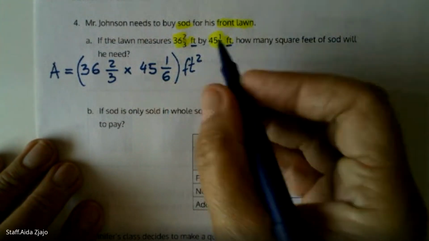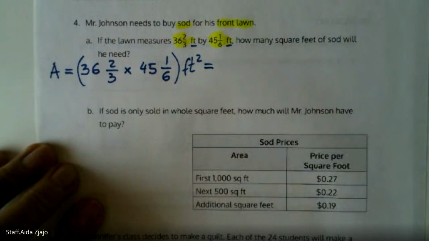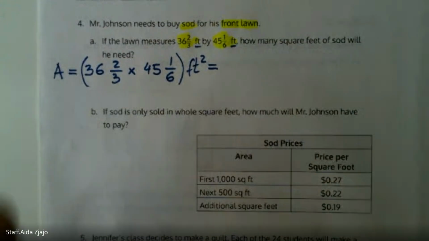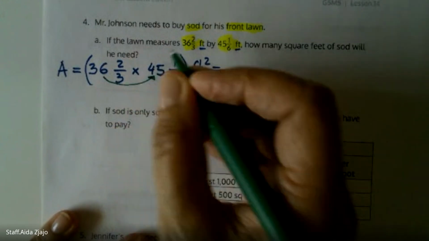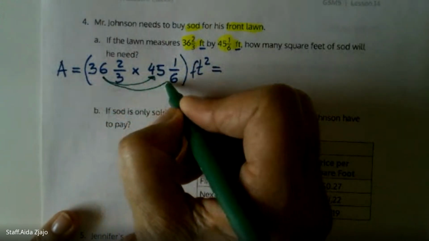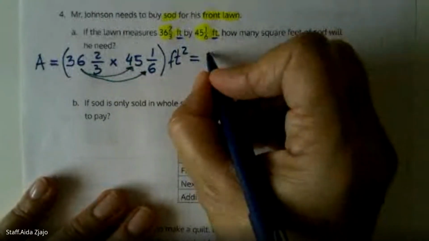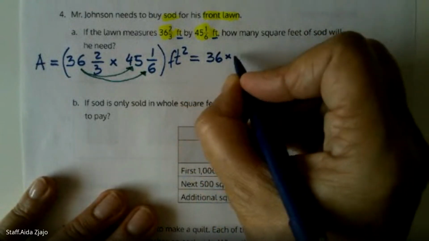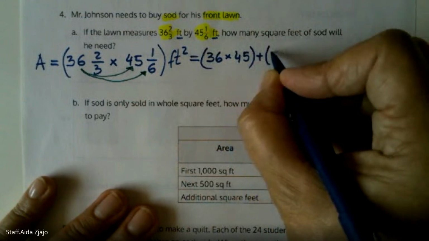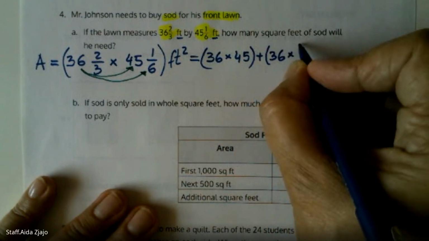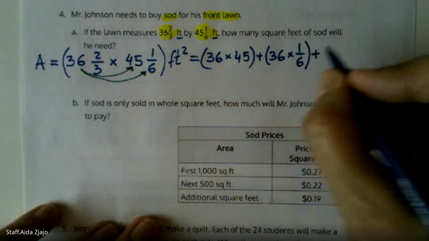Now I'm going to use the distributive property. I'm going to do 36 times 45 and 36 times 1/6. Okay, 36 times 45 plus 36 times 1/6. Okay, plus.